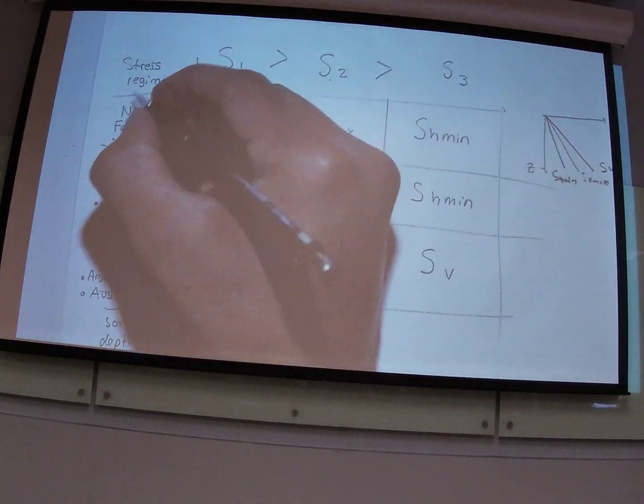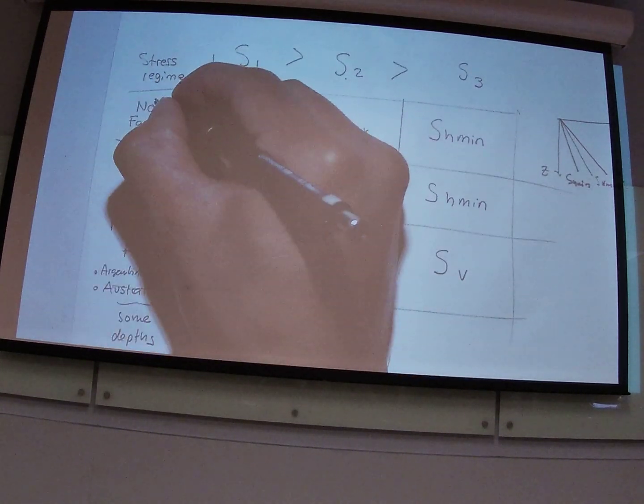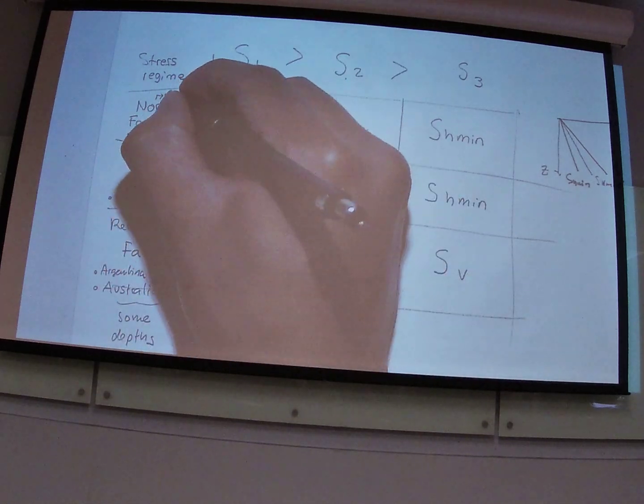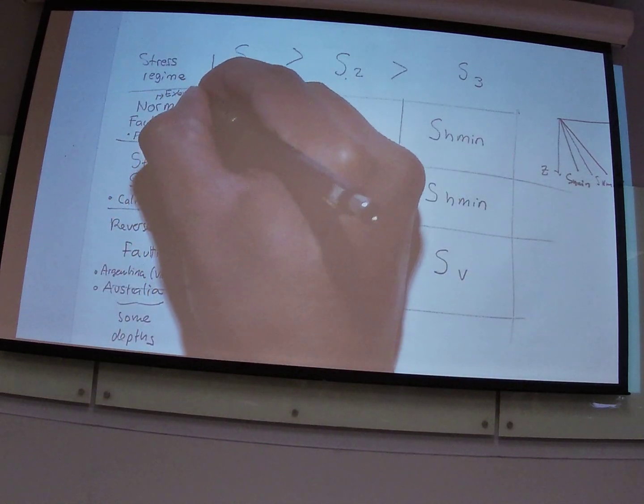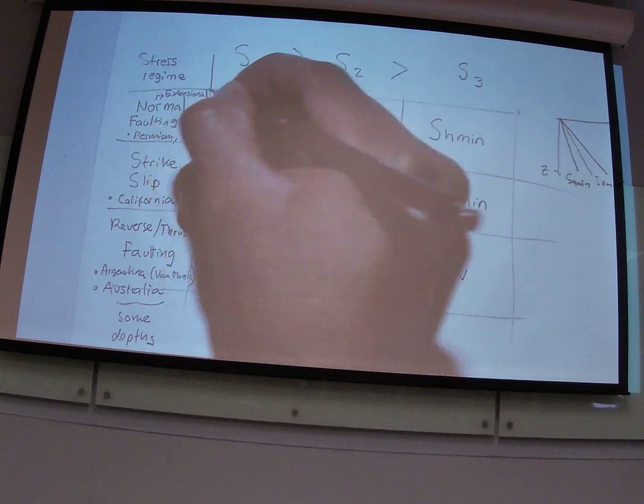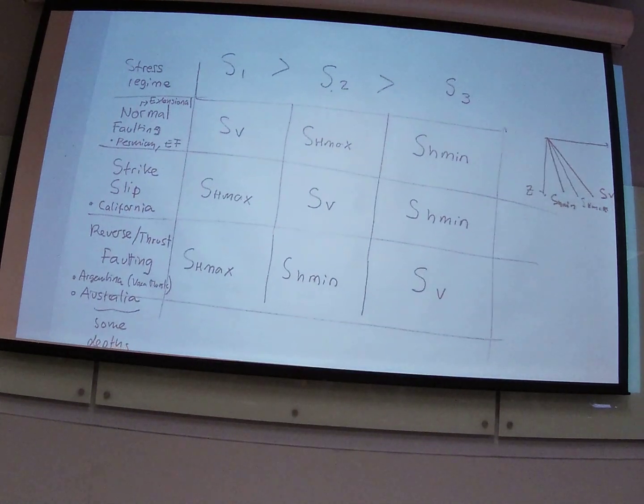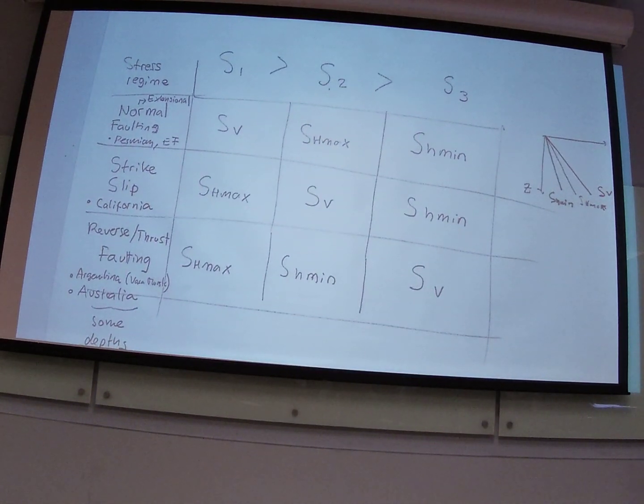Another name for this one, normal faulting, is also, you're probably going to remember, called the extensional regime. And it's called extensional because that means that there is one direction, which is horizontal, in which the basin is extending. In the direction in which it is extending, the stresses are the minimum, the lowest.